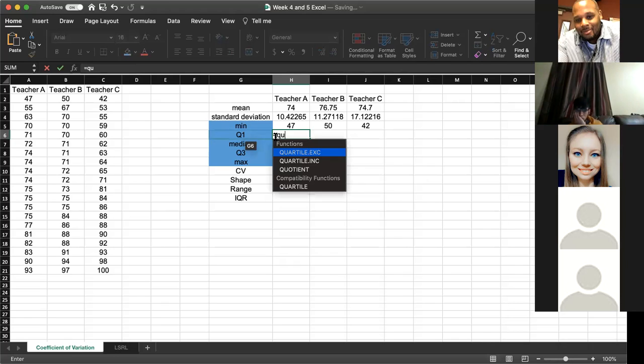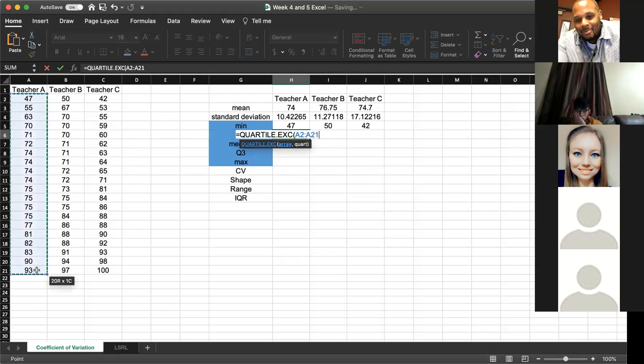Q1, so you type in the word quartile, you have quartile EXC, and the function works like this. It asks you for the actual values. So here's my values. I want to find the quartiles out of here. You can either find the first quartile, which is the 25th percentile, the median, or the third quartile. You see that? You have to give it a number, so I'm going to give it 1. I want to find the first quartile here. Close that.